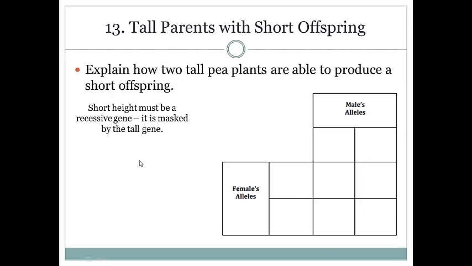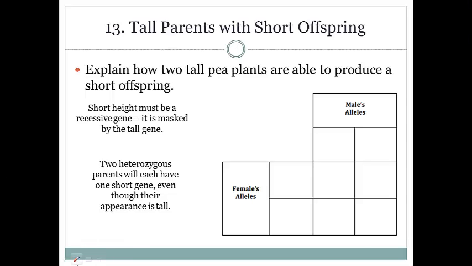So the short height must be a recessive gene. It's masked by the tall gene. So the idea is that even though the 2 plants appear tall, because tall is dominant, it could be masking a recessive short gene. So the way that this would work, 2 heterozygous parents would each have 1 short gene, even though their appearance is tall.